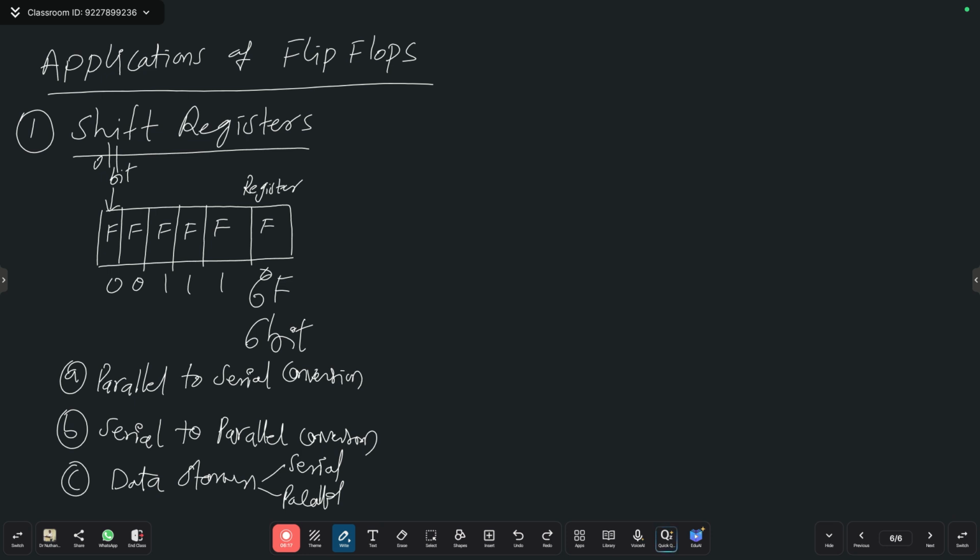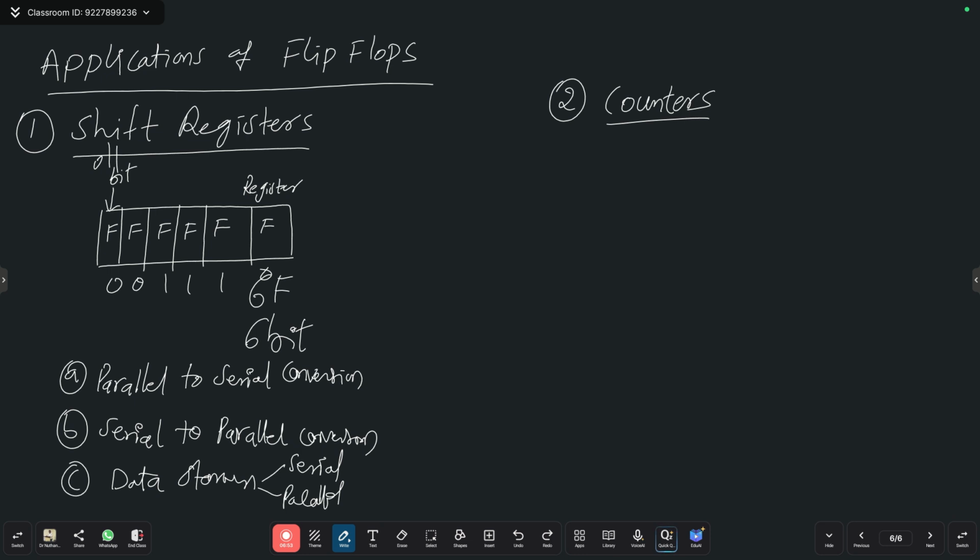Then I told you one more application. What is the one more application? In your syllabus there are these two applications, though there are many others outside. The second one is counters. Sir, what is this counter? It is going to count the number of attempts, the number of clocks, how many times the clock is enabled. Wherever you want to count the attempts, use the counter.